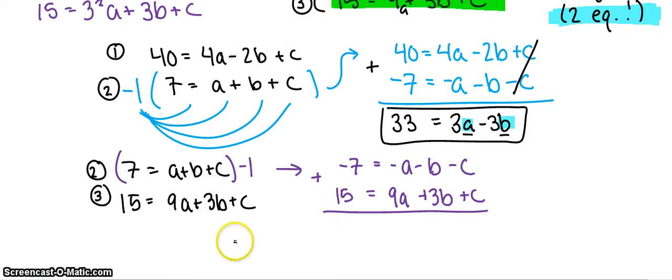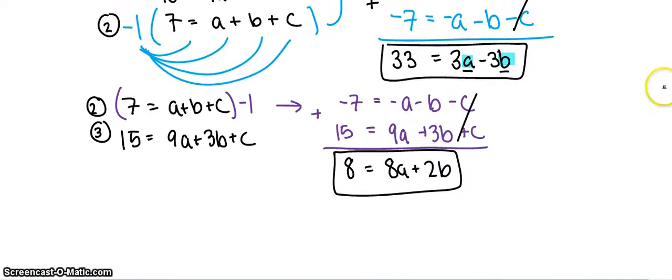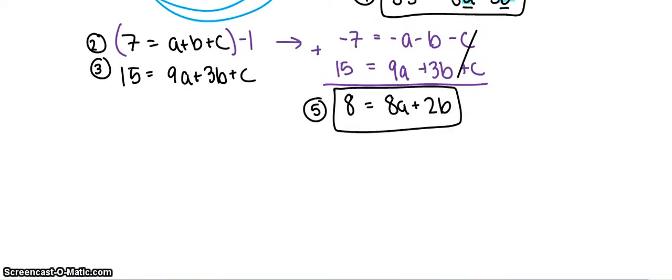So negative 7 and 15 will give me 8. Negative a and 9a will give me 8a. 3b minus b, add those together, you'll get 2b. And like I wanted, my c's will eliminate. So now I have another two-variable equation. So these are equations 1, 2, and 3. I'm just going to keep numbering because I find it helps to be organized to solve these. So we'll call this equation 4 and this equation 5. And by combining equations 1, 2, and 3, I came up with equations 4 and 5.